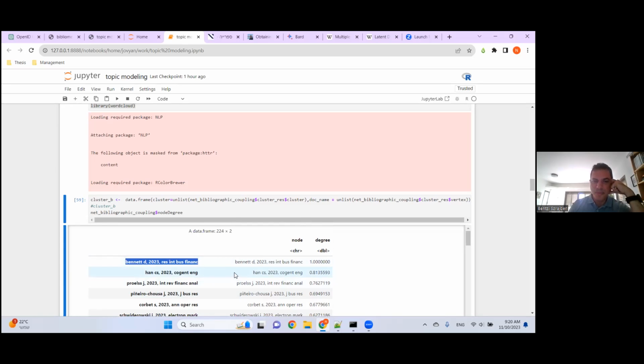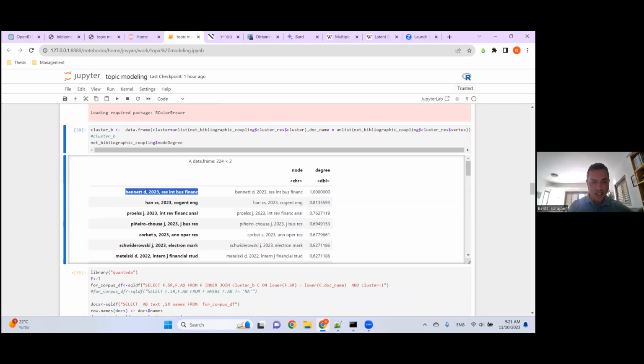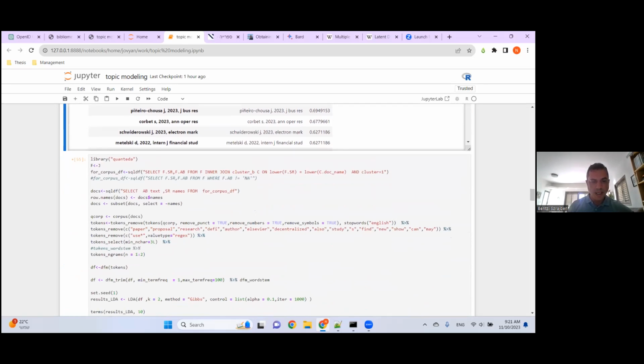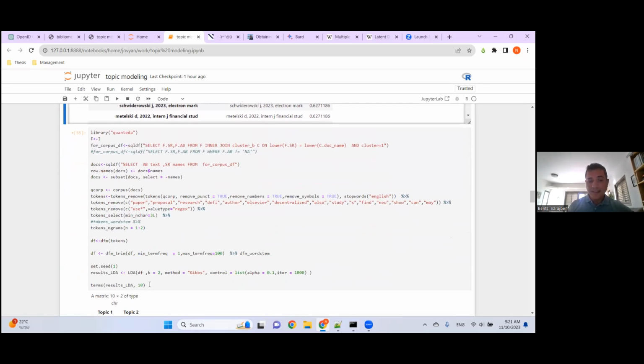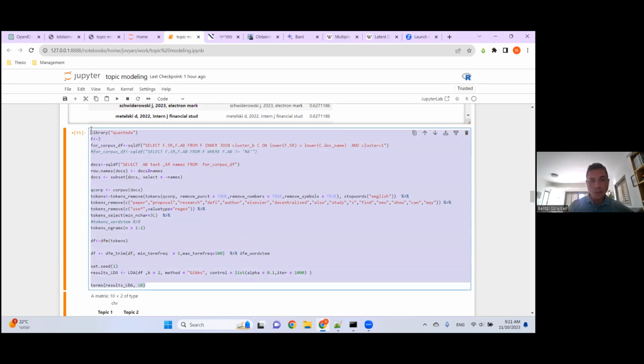Basically this raw data is what allows you to keep going with the topic modeling analysis itself. But regardless of that, I think it's also helpful. So let's go to the topic modeling, and this is all the code that we need. Most of the code is, I would say, even trivial.